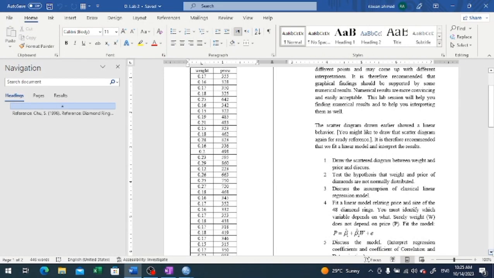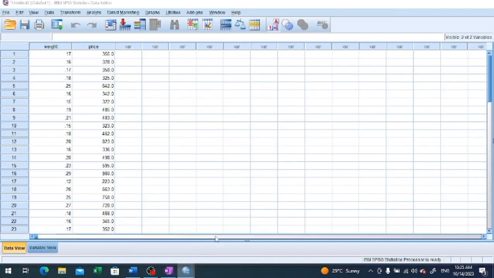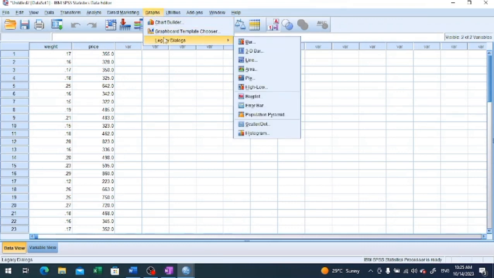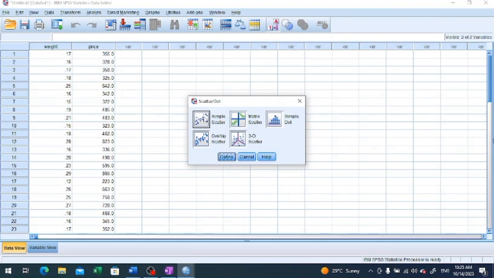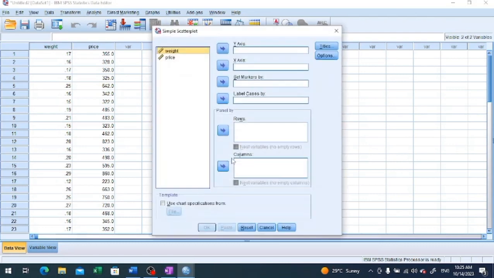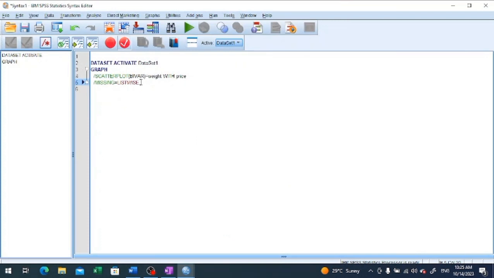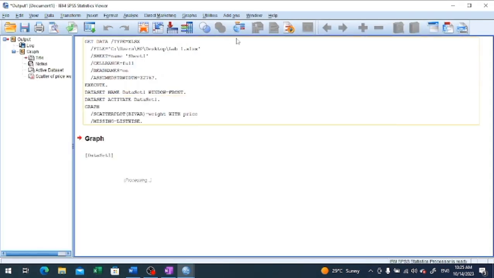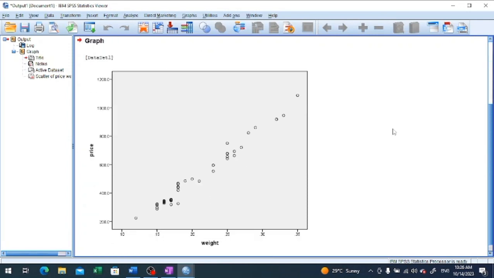What I have done already is import the data file in SPSS. So we go for Graphs, Legacy Dialogs, Scatter/Dot. We take Simple Scatter as an option and Define. We take price on the y-axis, weight on the x-axis, and then we go for Paste as usual. Then we select this entire syntax from the syntax file and run it. And this is how we can draw the scatter diagram.